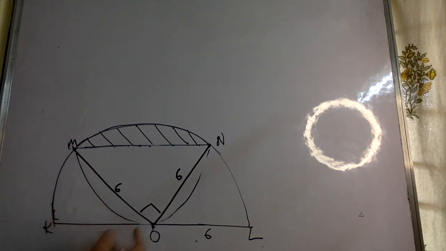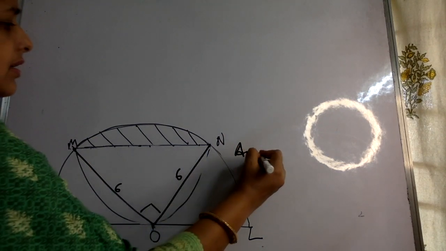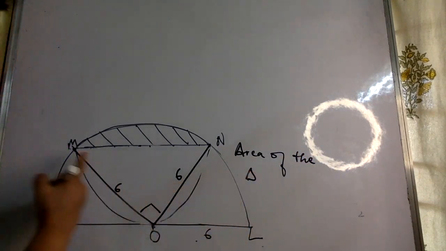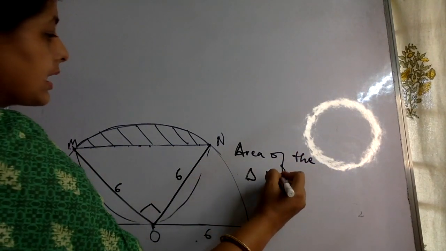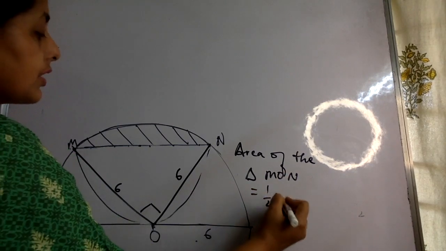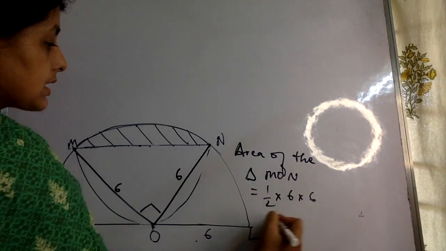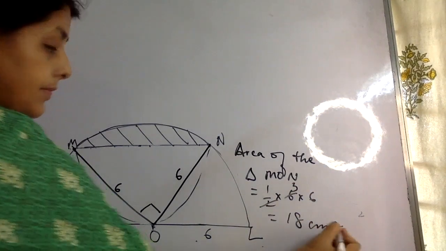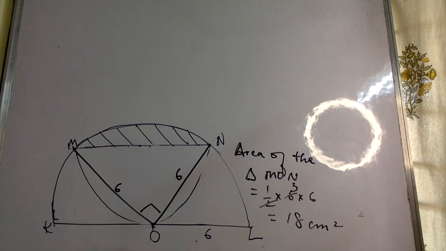So let us find the area of the triangle. Which triangle? MON. Area of the triangle MON is half into 6 into 6, which is 18 centimeter square. Okay, so we have got this.